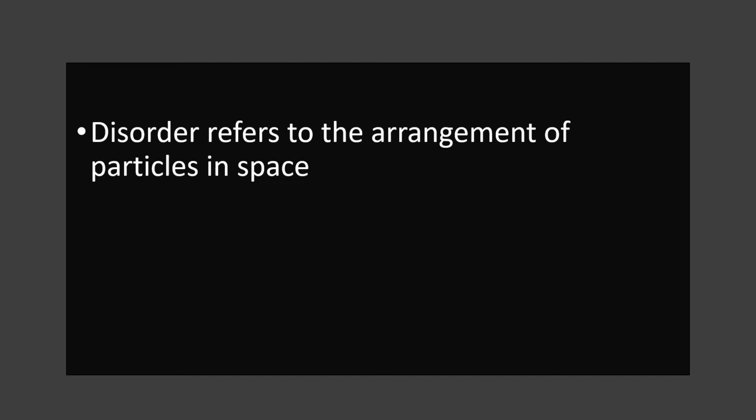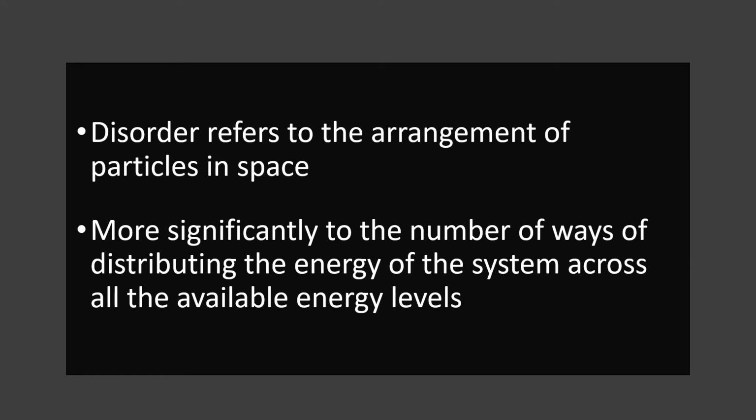We must also know what we mean by disorder in the definition. When we say disorder, we are referring to the arrangement of particles in space. Particles could mean ions, atoms, or even molecules. In addition to the arrangement of particles, we are also referring to the number of ways of distributing energy of the system across all available energy levels. So it sort of measures the number of ways particles can be arranged and the number of ways in which energy can be shared between the particles. So when you are defining entropy, you should take care in using the terms.